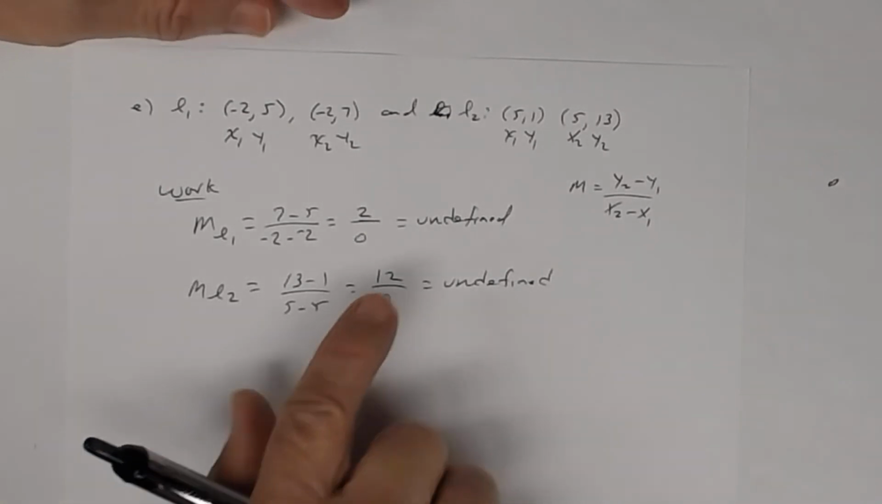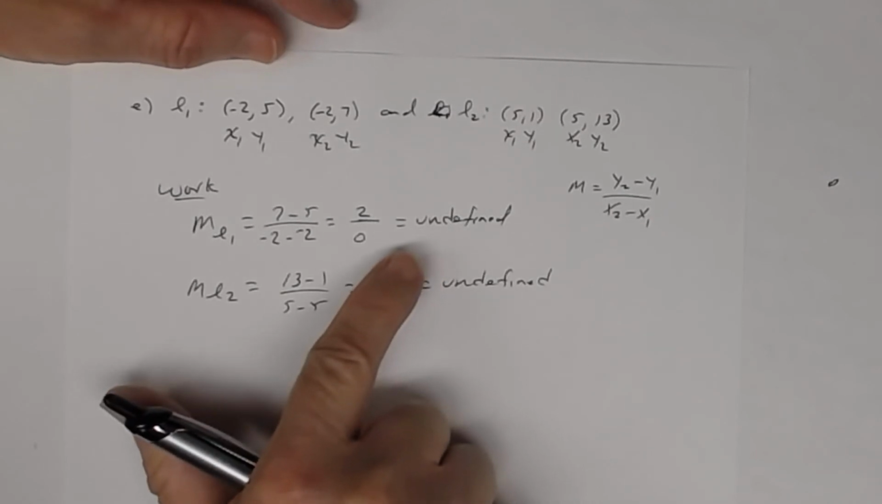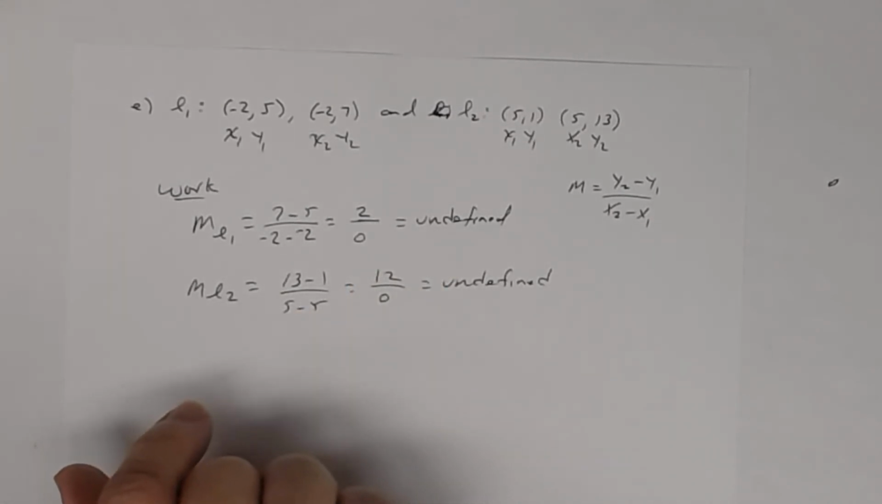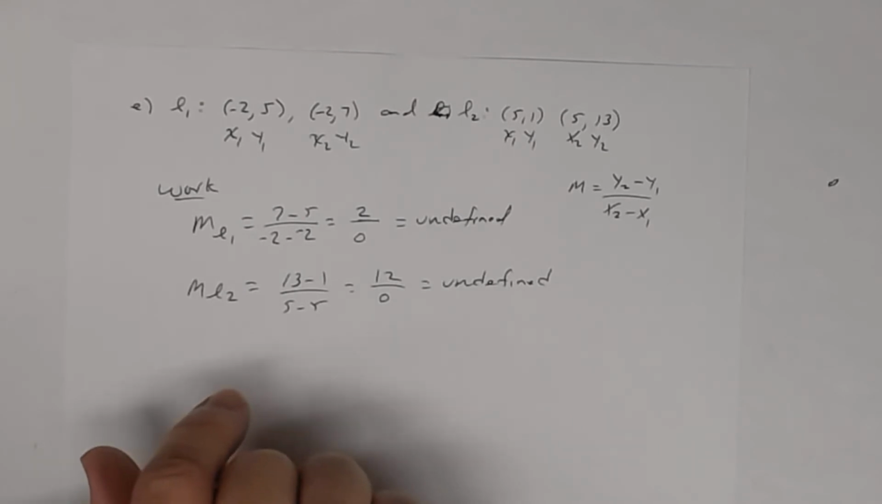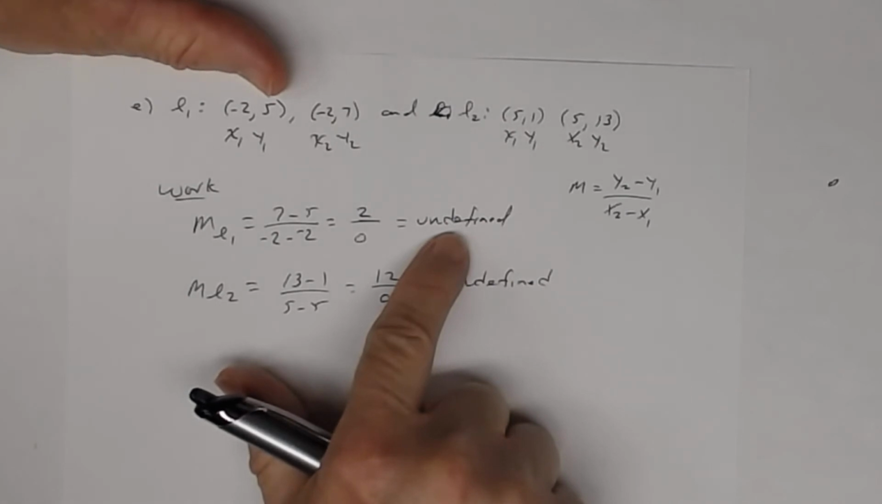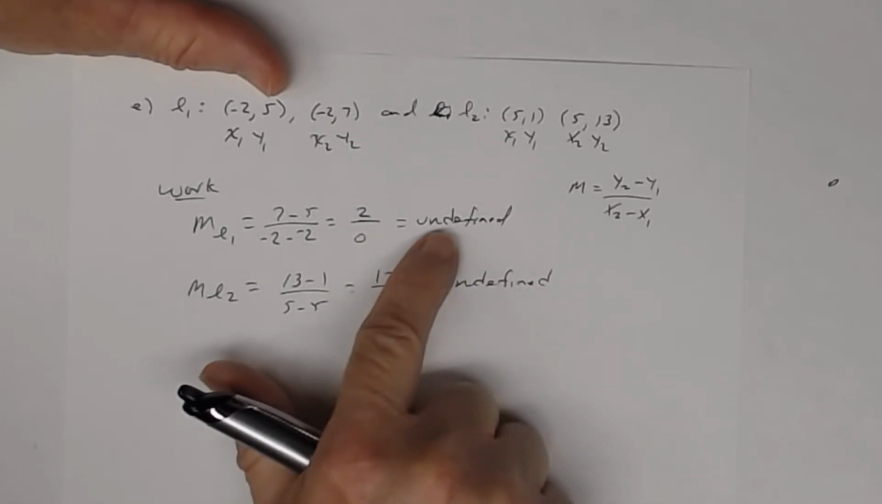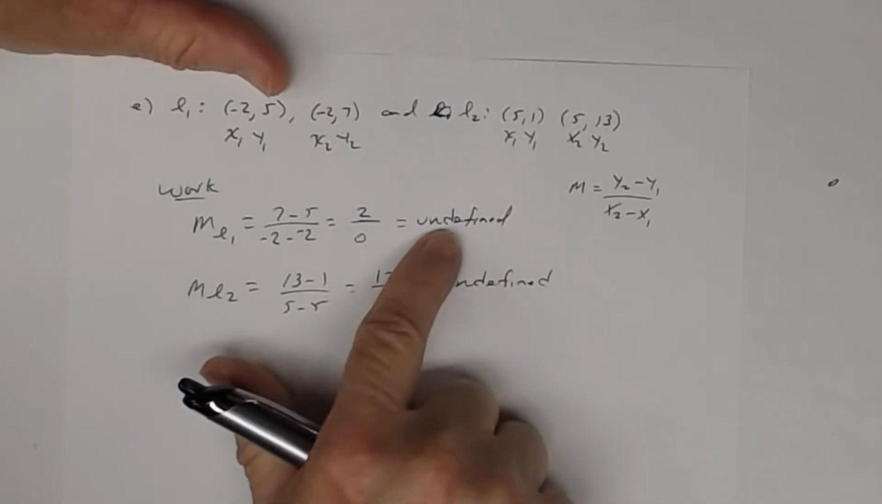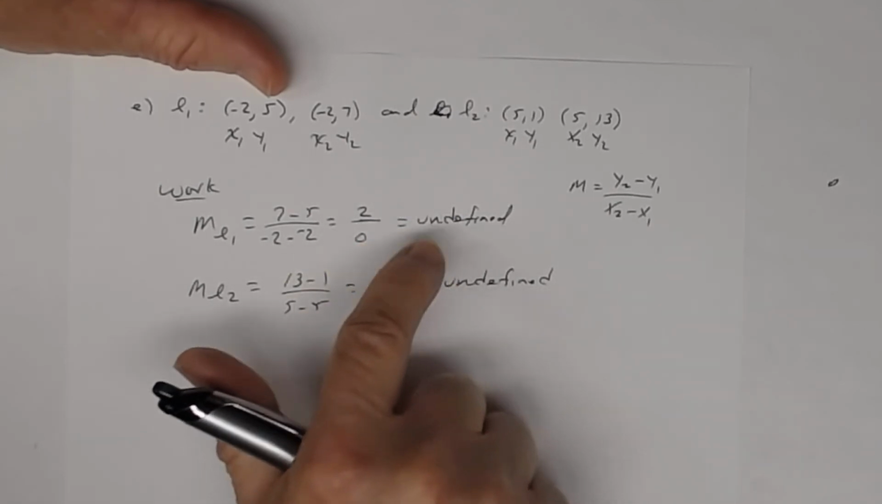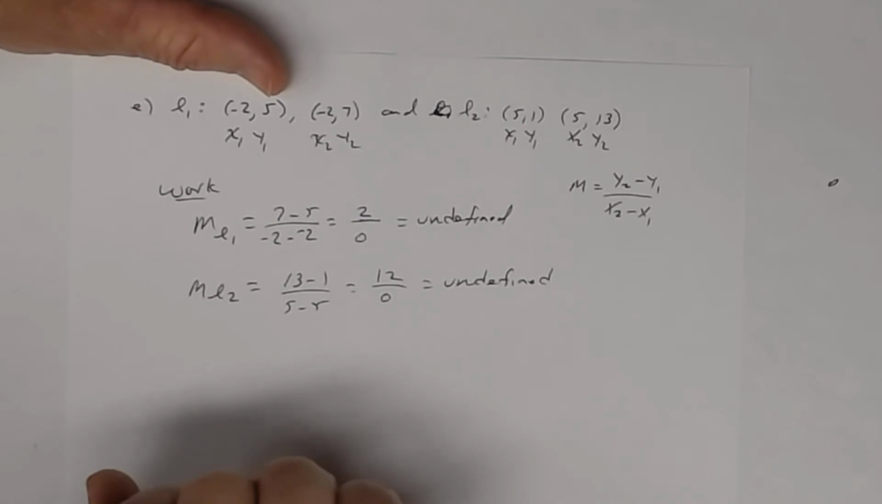Okay, think about what you have. So you're like, well, I don't know what the slopes are, so how can I determine if the lines are parallel, perpendicular, or neither? You have to remember this: whenever you graph a line that has an undefined slope, what does that line look like? That's a vertical line, isn't it?